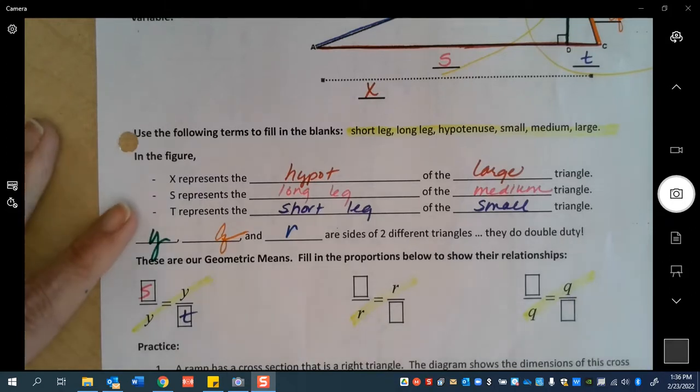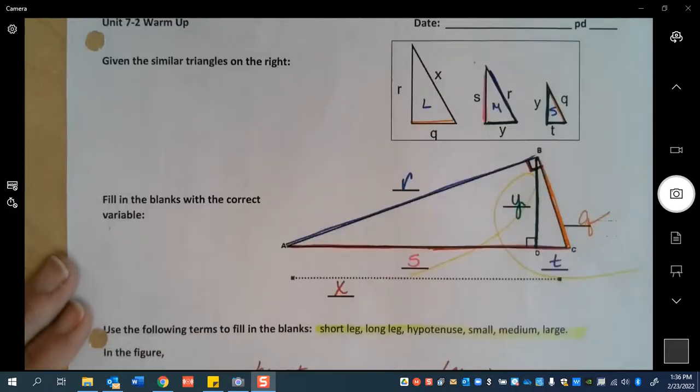When we start looking at r and q, they are my long leg and short leg of my big triangle, but notice they are the hypotenuse of my medium triangle and the hypotenuse of my small triangle. That's why they're going to be compared to x. So it's long leg to hypotenuse, and then long leg to hypotenuse.